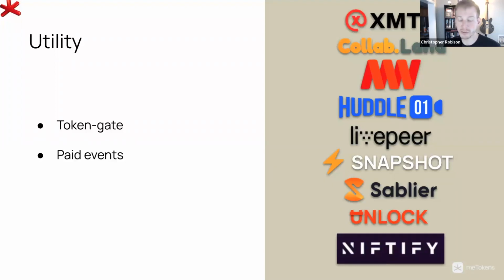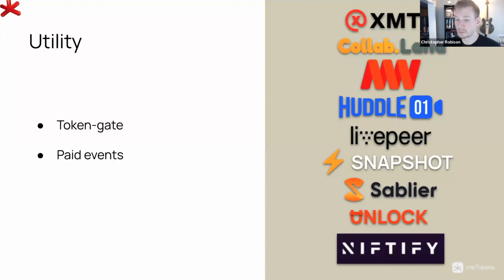We just created the first integration with XMTP, so you can token gate or create private events, paid events with any of these protocols. You can do paid direct messages or token gated messages. So I have to hold 10 of somebody's meToken in order to send them a message, or at least their inbox will filter according to who holds the most of their personal token. And this is a way to reduce spam.